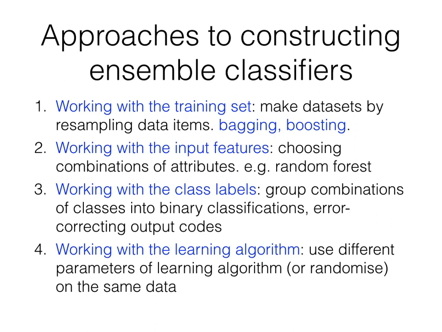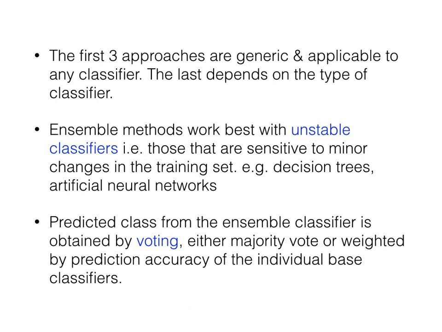So you can see we're trying to get slightly different base classifiers. We can do that by either fiddling around with the training set, using slightly different D1s to DTs, by playing around with what input features we allow the base classifiers to train on, by playing around with the class labels, or by changing the parameters of the learning algorithm. They're all ways that we can make each of the base classifiers independent of one another. So these first three approaches are generic. They don't depend on the kind of classifier that you use. The last depends on the type of classifier, so it doesn't always work. You need to have the right kind of classifier to be able to play around with the parameters.